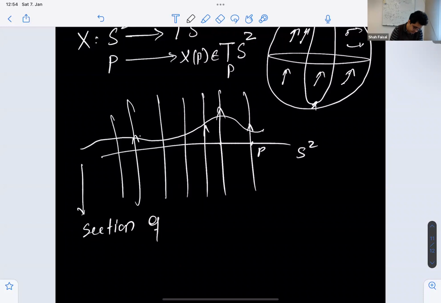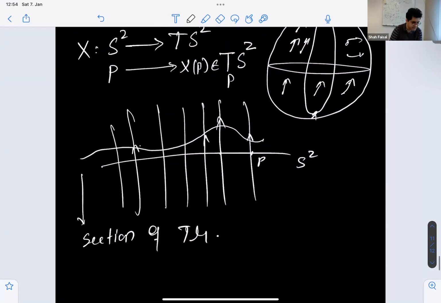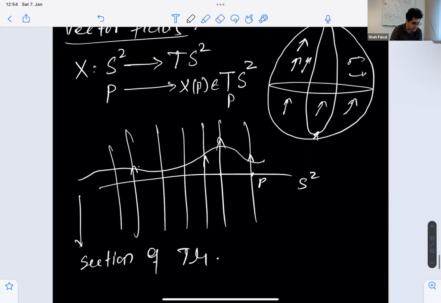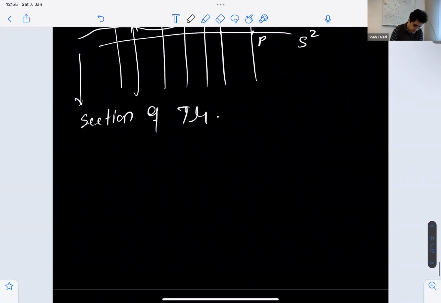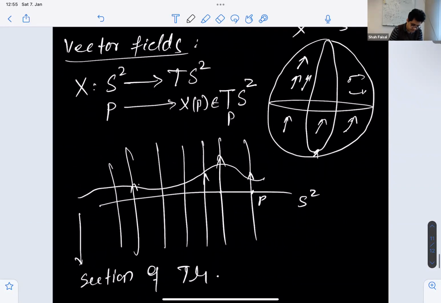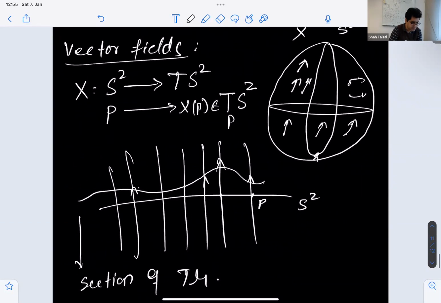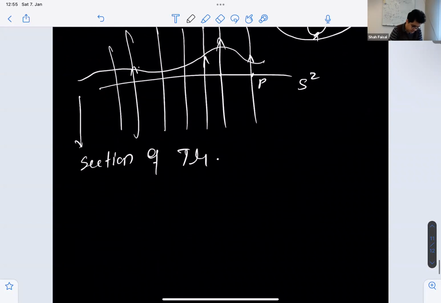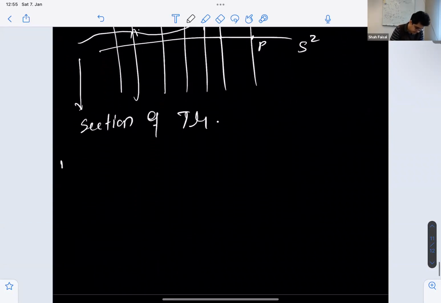Section of TM. But that's more complicated language and you don't need that at the moment. I leave it like this for a while so that you can think about it. By general manifold, you can define it a similar way.